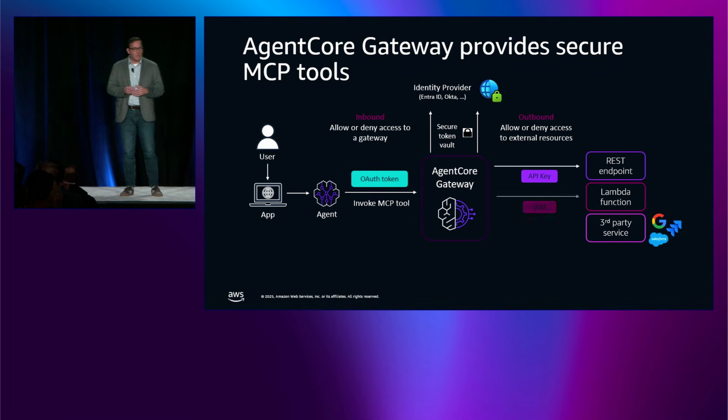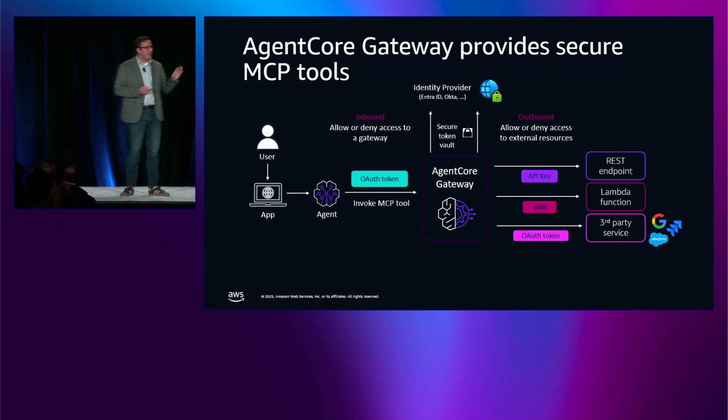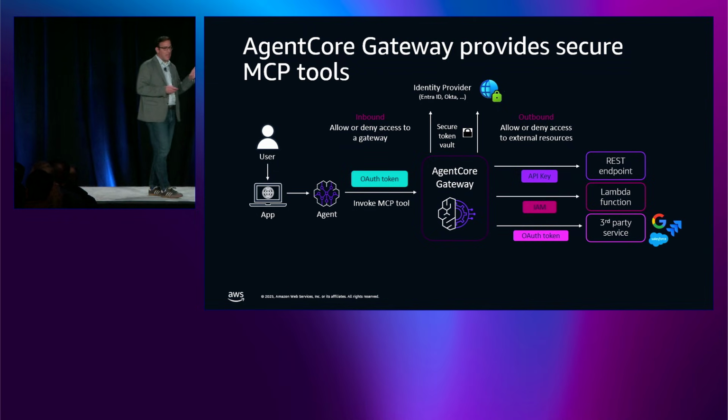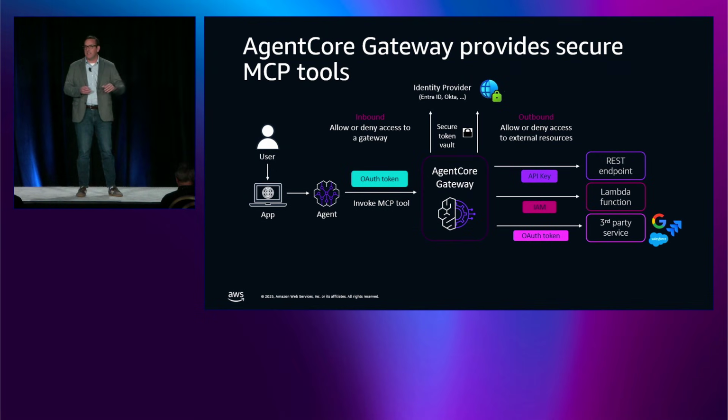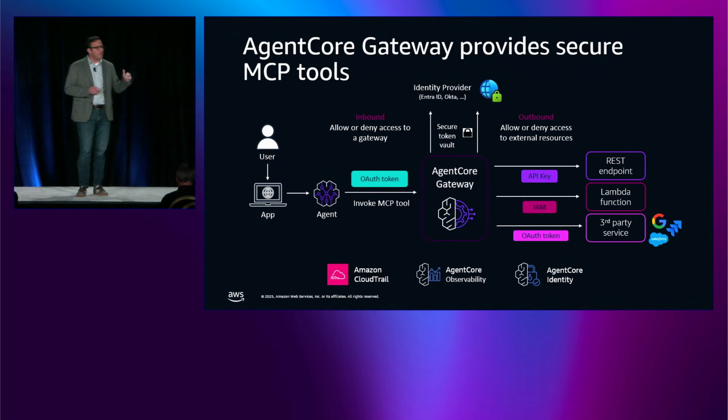It then integrates with the existing authentication and authorization using either API keys, IAM, or OAuth tokens to access those existing API endpoints. All of this is supported from an observability standpoint using CloudTrail, AgentCore Observability, and of course, integration with AgentCore Identity.